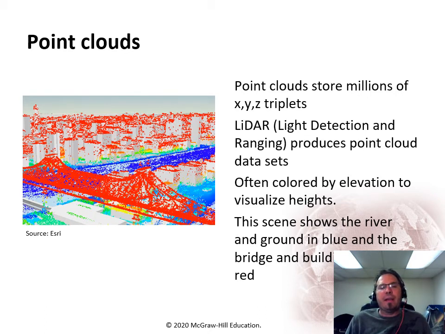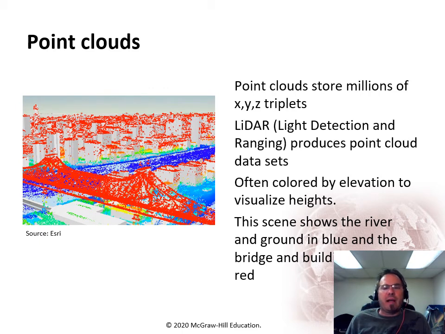And you can see in the image here, everything in red is a height value. So you could see the bridge has been extruded to give that height. All the buildings have been extruded, and then the color scheme is such that the blues still represent the water surface.